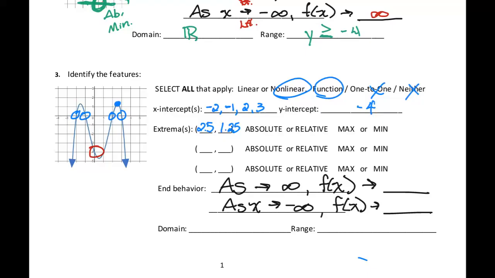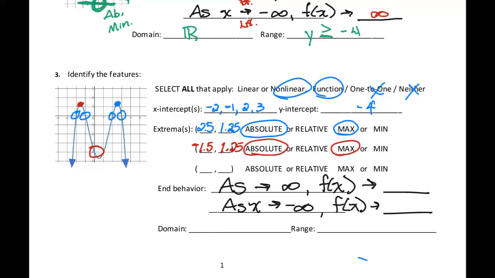Is that an absolute or relative max or min? What is it? Absolute. It's the highest point, right? And it's an absolute maximum. Well, guess what? If that's an absolute maximum, this one must be too. Its coordinates are -1.5 and I would say 1.25. And that is an absolute max.